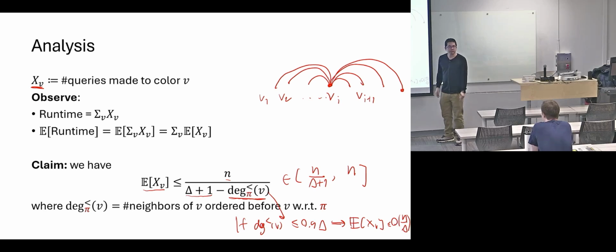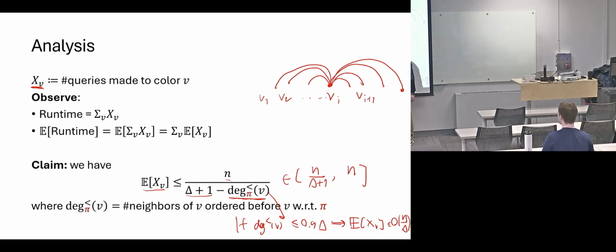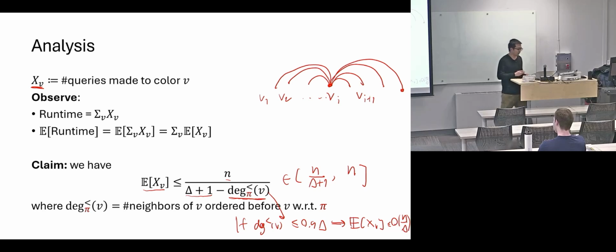Why is 0.9 delta the cutoff? It's not anything special; it's just any constant factor less than delta. Then what is below here is going to be omega of delta, and this would be order of n over delta. So 0.9 is arbitrary. Right now it's not clear why this is the case, and we will need to analyze this. But let's see why.